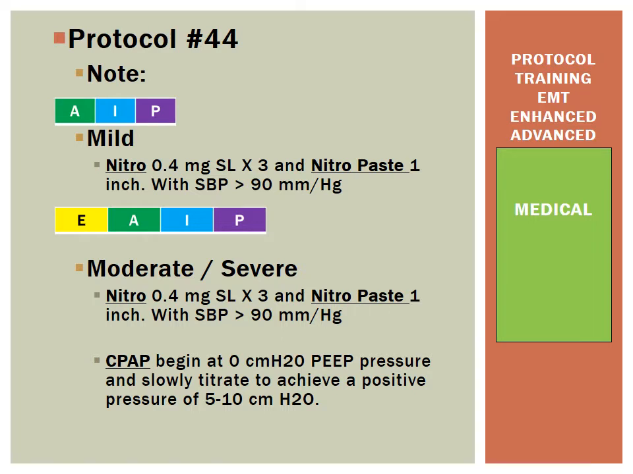Of course, we want to maintain the systolic blood pressure of greater than 90 millimeters of mercury. For our moderate to severe presentation, which you will see in your patients with an elevated heart rate and elevated blood pressure, all provider levels will administer the nitroglycerin at 0.4 milligrams sublingual times 3 every 5 minutes, and nitro paste 1 inch. Obviously maintaining systolic blood pressure greater than 90 millimeters of mercury. Also, they will be administering continuous positive airway pressure, begin at 0 centimeters of H2O or PEEP, which is positive end expiratory pressure, and slowly titrate to achieve a positive pressure of 5 to 10 centimeters of H2O.